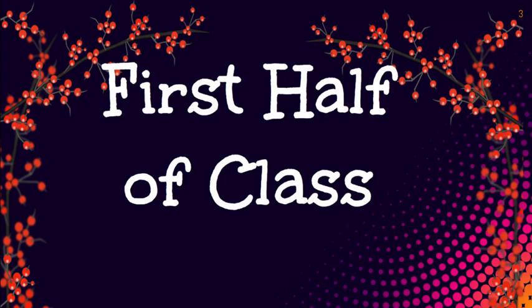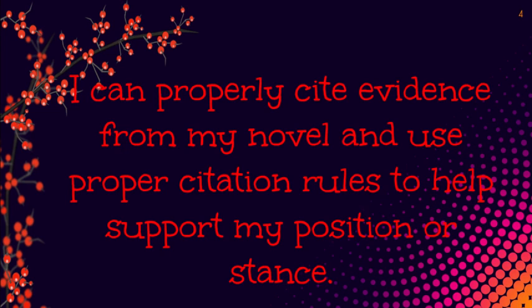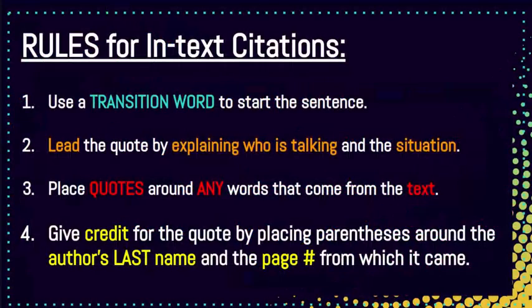Today we are going to be learning how to properly cite text evidence from your novel and use the proper citation rules to help support your answer or position. When you cite text evidence, you must use a transition word to start your sentence. You should lead by explaining who is talking and explain the situation.